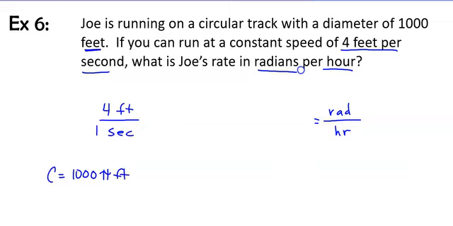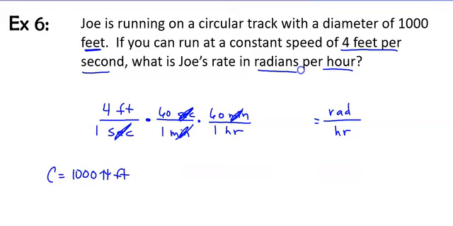Okay, so we're going to need that at some point. I'm not going to start with that. I'm going to start with our time. So I want seconds to be hours. So I would maybe do 60 seconds in 1 minute. And then I would maybe do 60 minutes in 1 hour. So we can see our seconds can go away, our minutes can go away, and we're left with hours, which is where we want to be.